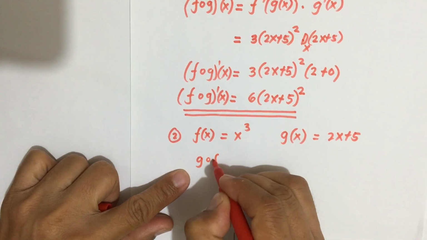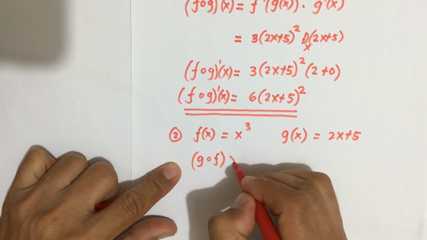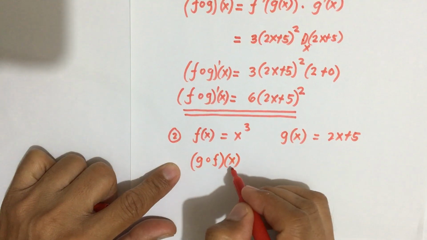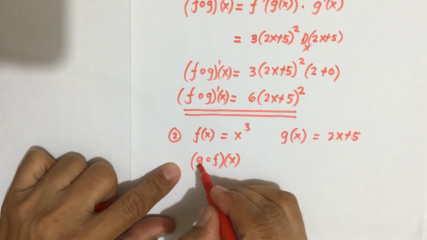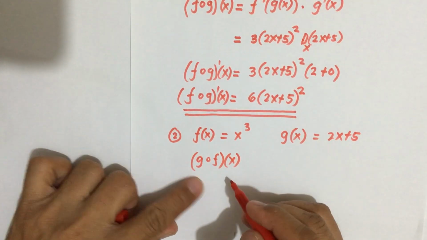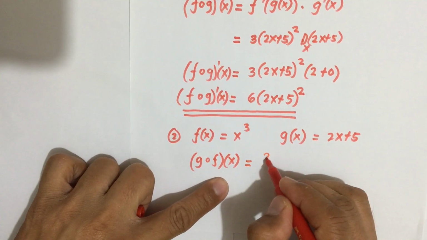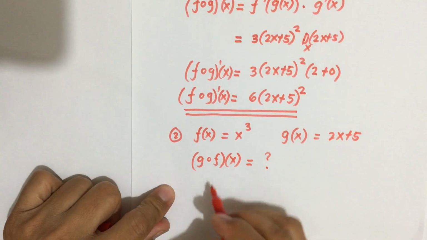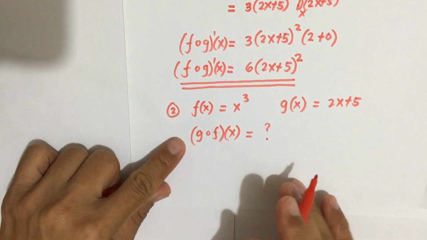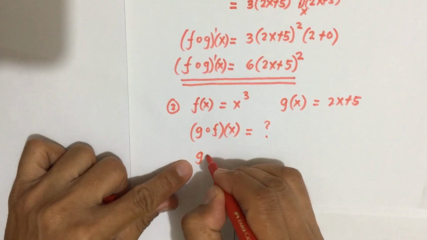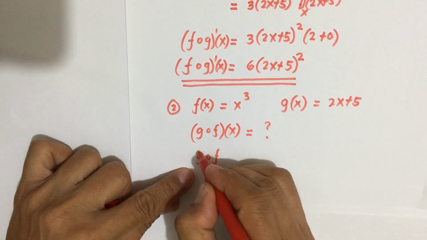this one, the composite function of x, but this time we have g first written. I want you to find out what this is. Then after that, try to solve the derivative of the composite function of x.